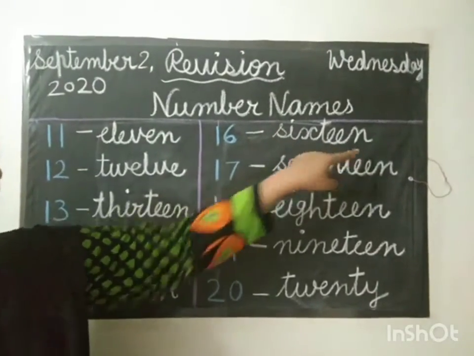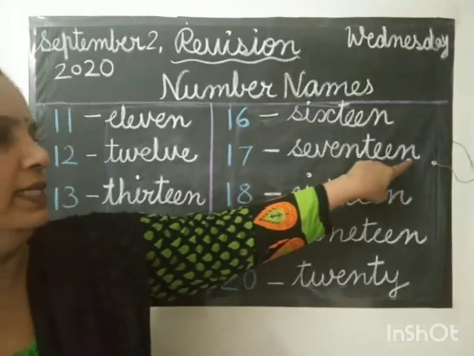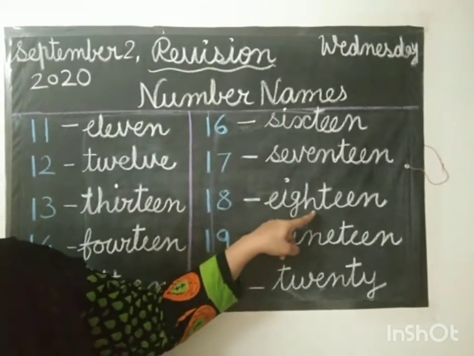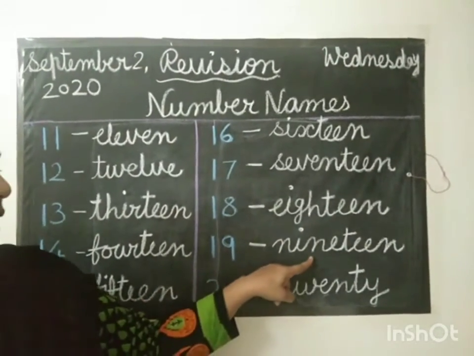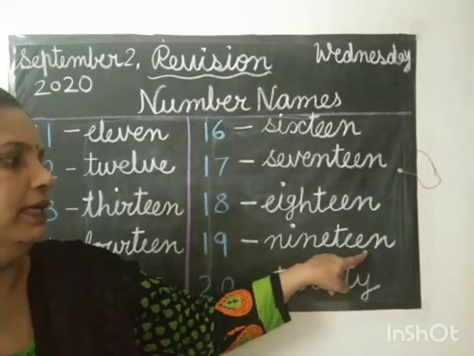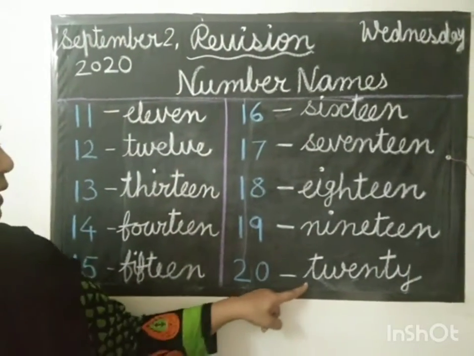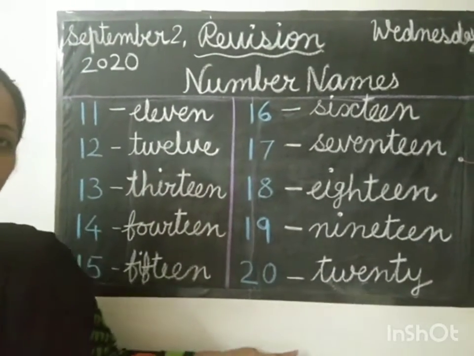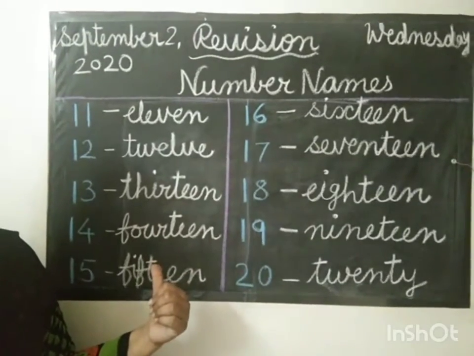Then 16, S-I-X-T-E-E-N, 16. 17, S-E-V-E-N-T-E-E-N, 17. 18, E-I-G-H-T-E-E-N, 18. 19, N-I-N-E-T-E-E-N, 19. Then 20, T-W-E-N-T-Y, 20. Okay. Understand? So you have to revise these spellings at home.